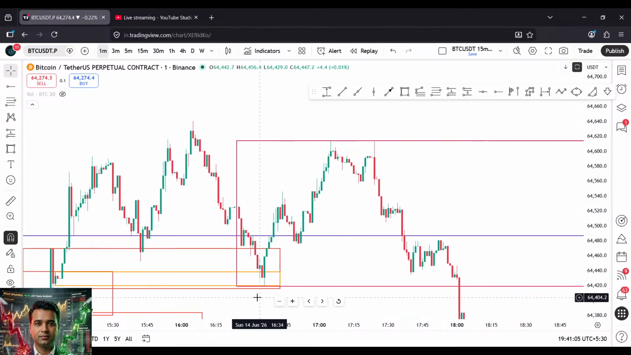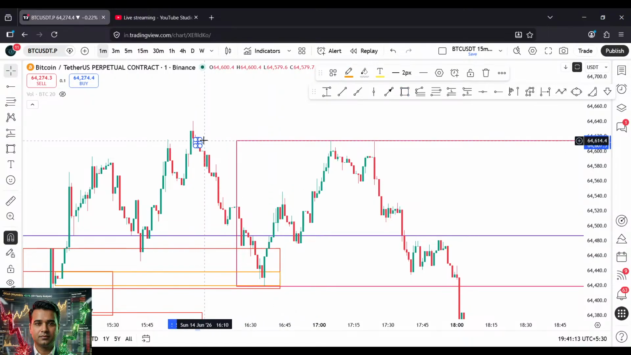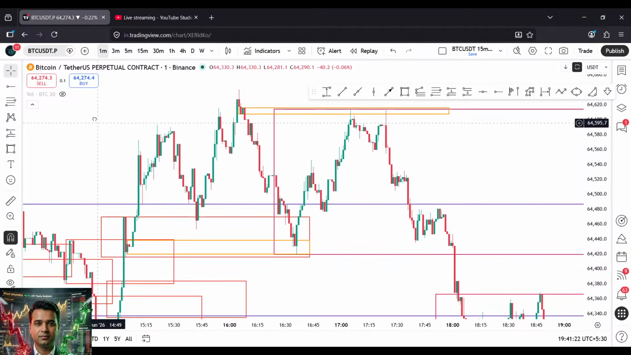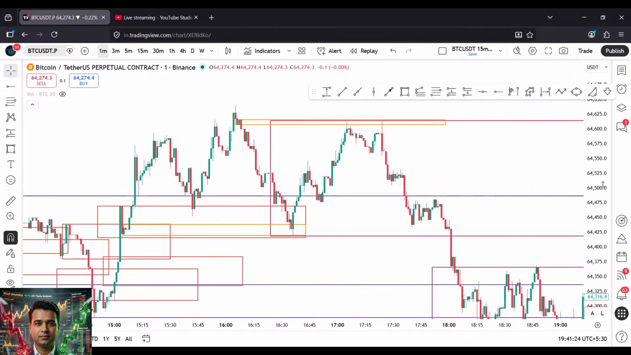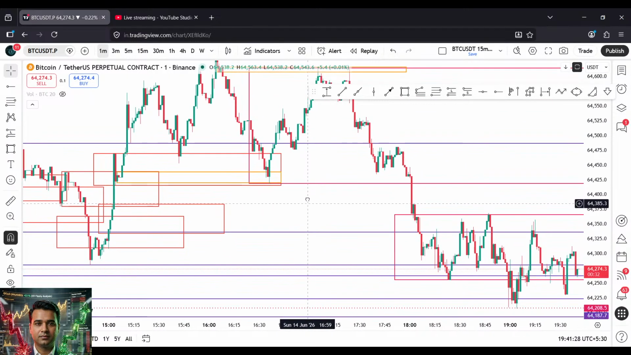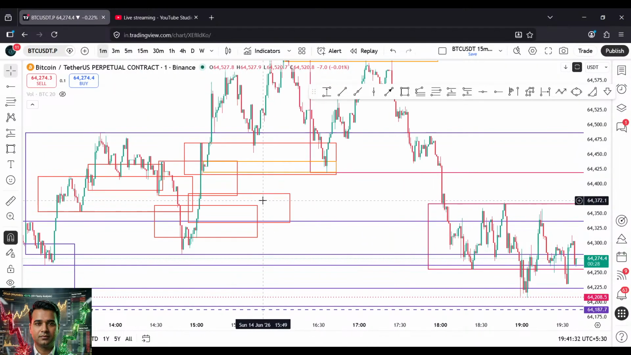What happens? Price goes back up to the OR of this zone, from where the price came. This is the origin of the move. Price goes back to this area, and then price fell down, then comes down, and this swap from the lower side.